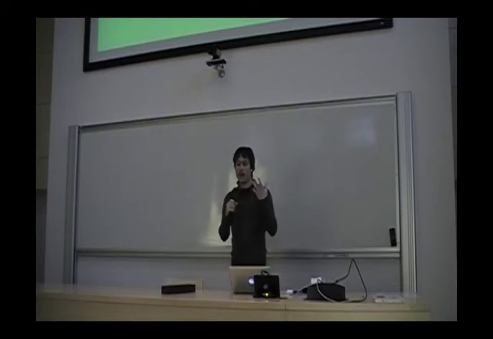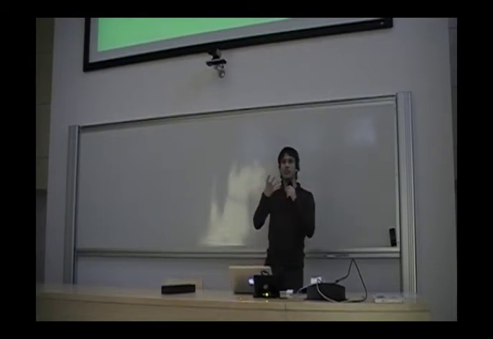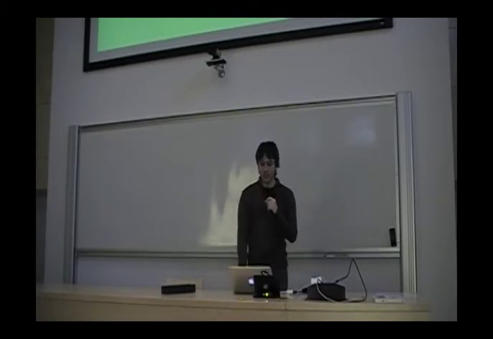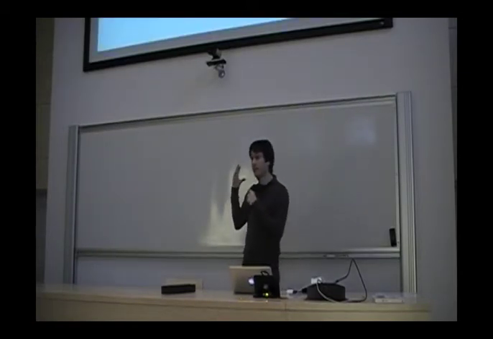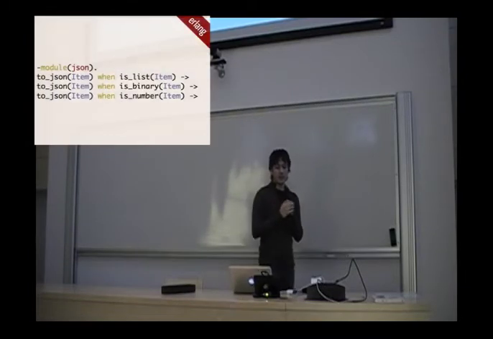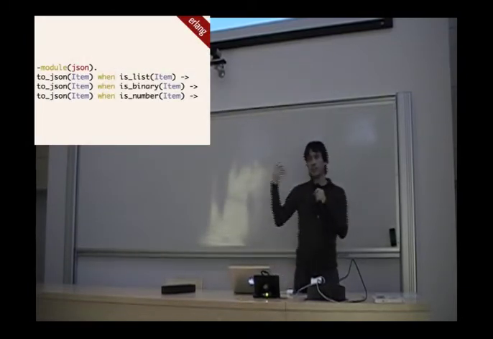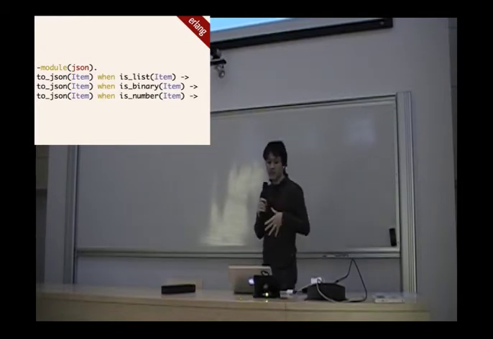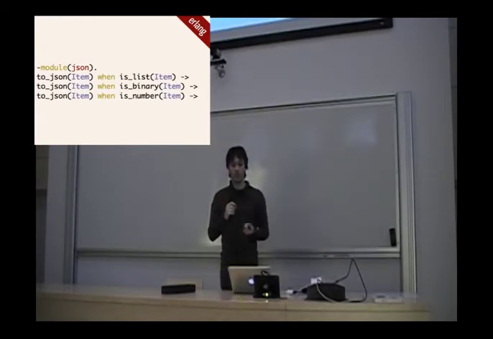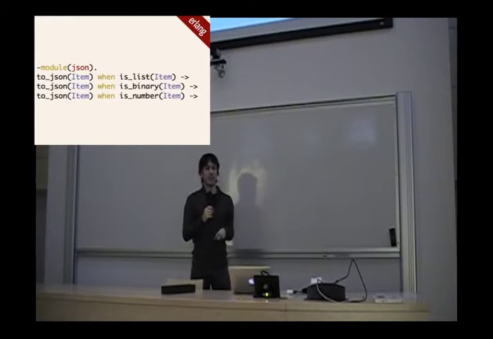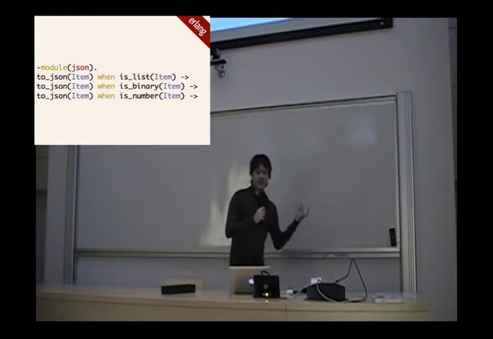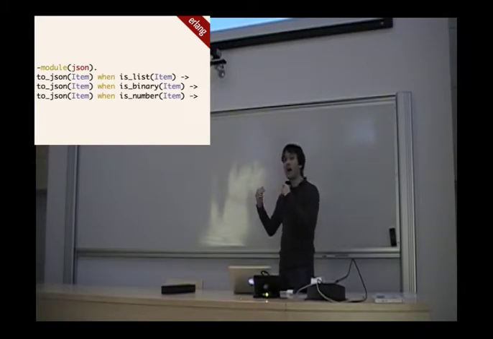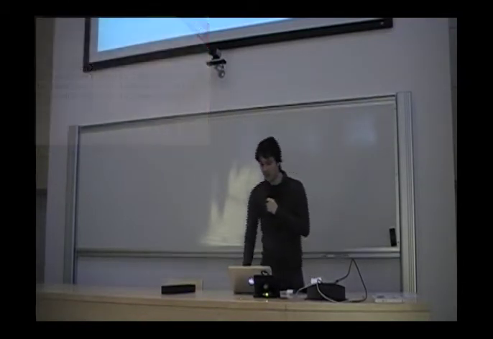Imagine that I have an application and I need to convert a structure, or I need to convert something to JSON, right? In Erlang, I could write a JSON library like this. Okay, so basically I define a module JSON, and I'm going to define the implementation, right? So to JSON, and when the item I want to convert is a list, I'm going to do something. If the item I want to convert is a binary, I'm going to do something else. If the item I want to convert is a number, I'm going to do yet something else, right?